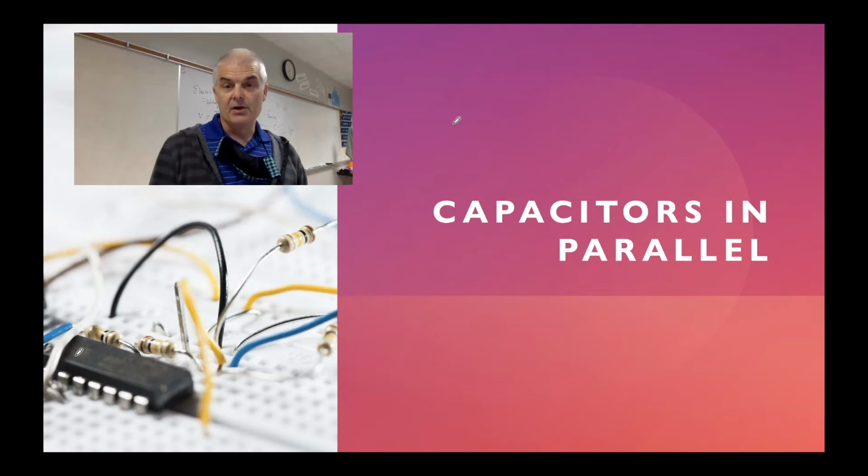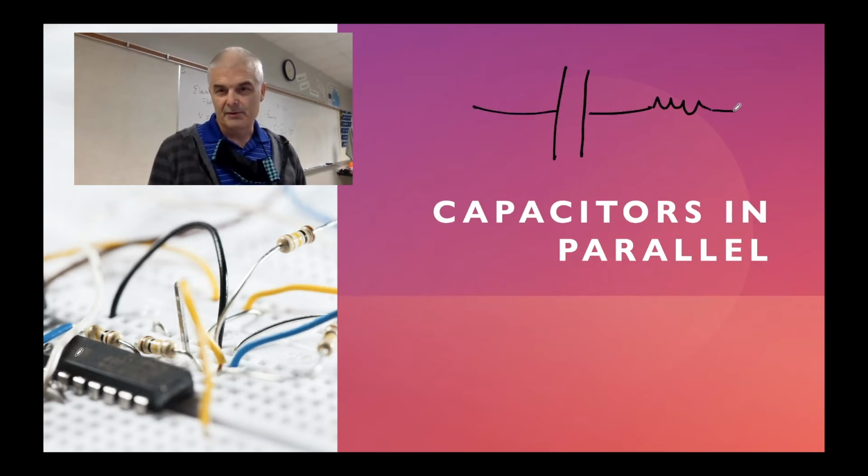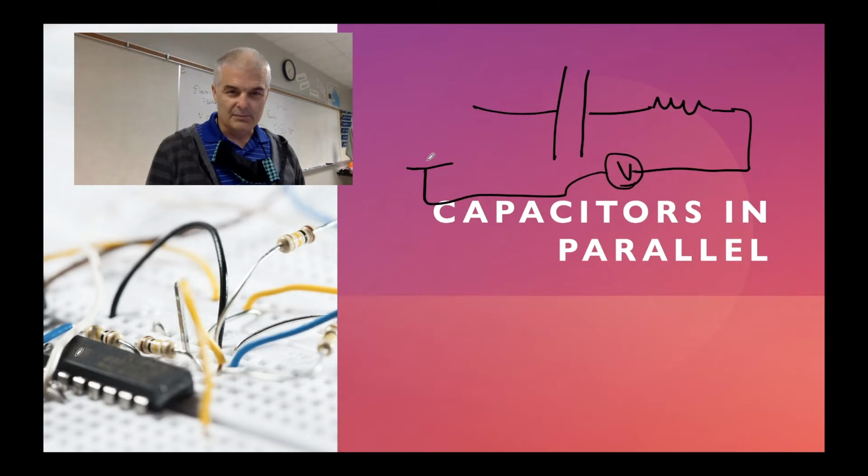And a note here before I go to parallel: the symbol for a capacitor is two parallel lines. You might have a resistor, which we've learned about before, and then I might have a voltmeter, and then I might have a power supply. Notice the power supply is like a series of lines. But this right here, that's the capacitor.